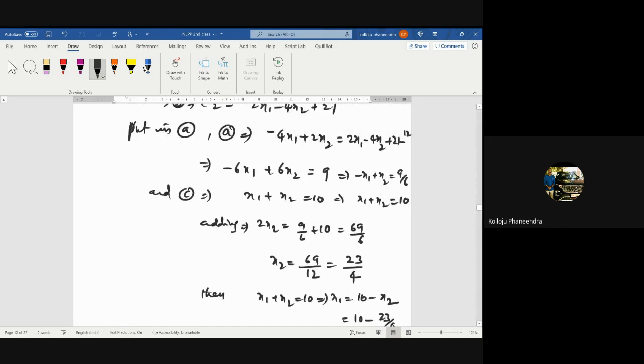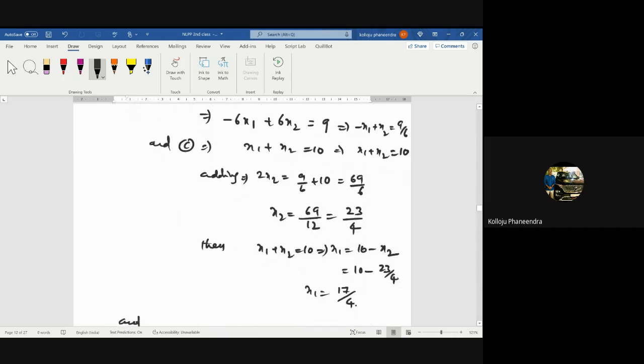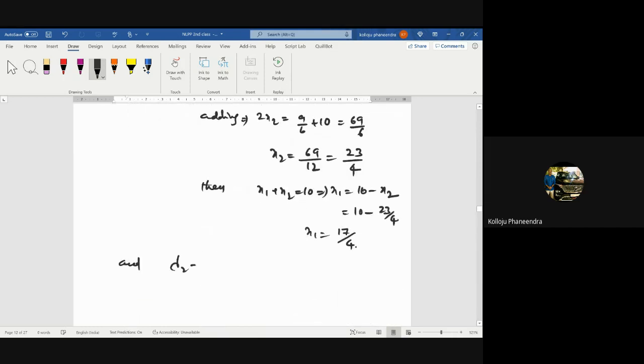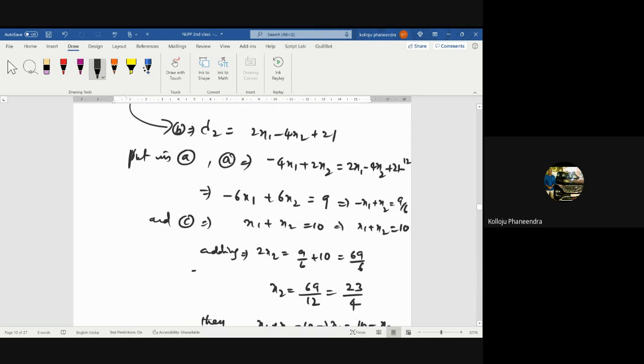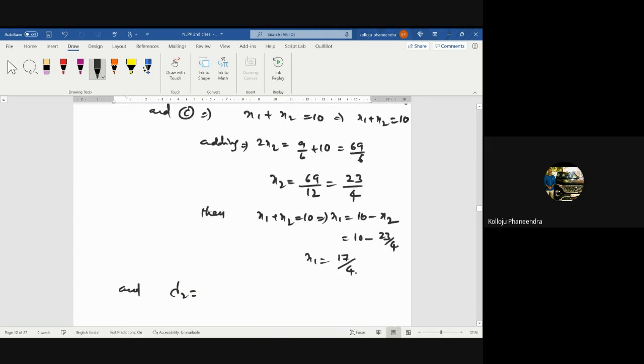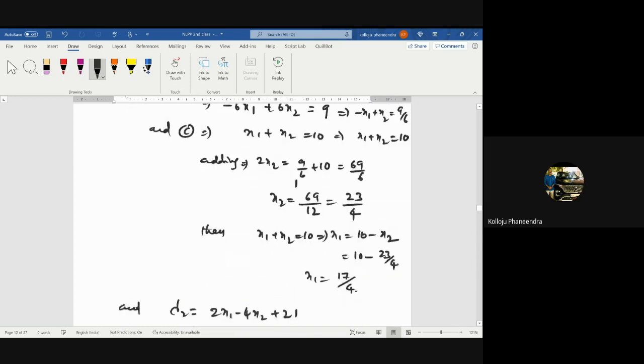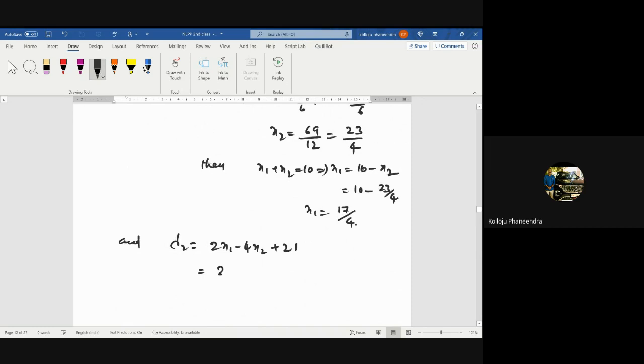I need to get lambda 2 also. What is lambda 2? I got this expression now: lambda 2 equals 2x1 minus 4x2 plus 21. Isn't it? Yeah. Now substitute here: 2 into 17 by 4 minus 4 multiplied by 23 upon 4 plus 21. This is the lambda 2 value.